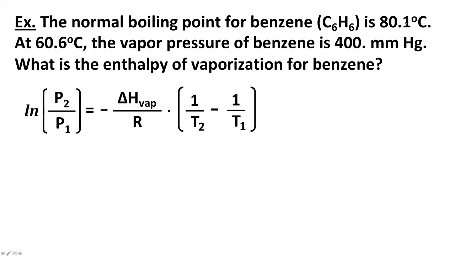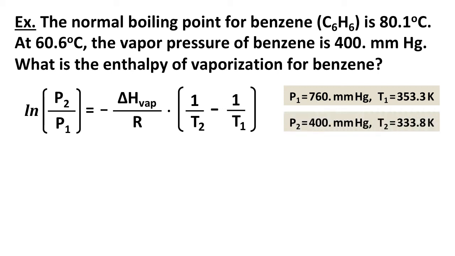So at 80.1 degrees Celsius, the vapor pressure of benzene is 1 atmosphere. Now, of course, we have to have the temperature in Kelvin, so 353.3 Kelvin, and that corresponds to 1 atm or 760 millimeters of mercury. The other data point is given explicitly at 60.6 degrees Celsius, which is 333.8 Kelvin. Vapor pressure is 400 millimeters of mercury.